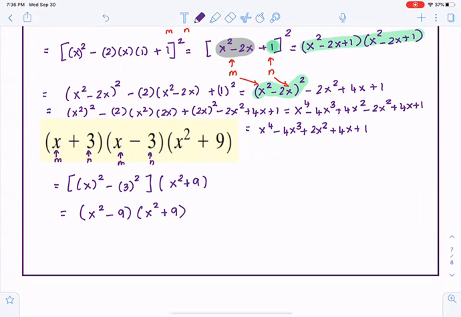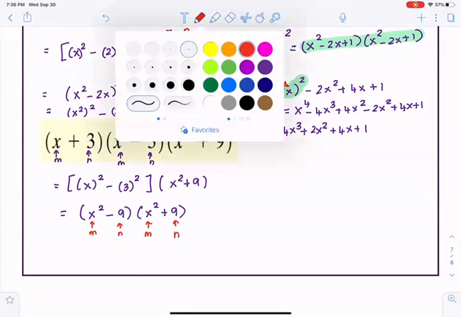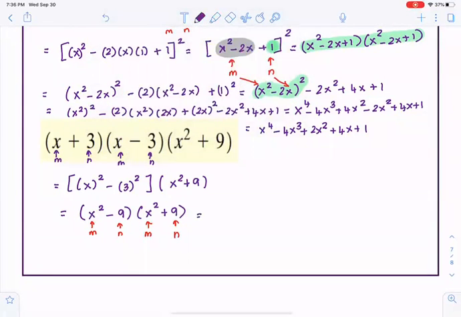Again, this is of the form m minus n multiplied by m plus n. So we would have m squared, which is x squared squared, minus n squared, which is 9 squared. x squared squared is simply x raised to 4, minus 9 squared is 81. So the answer is x raised to 4 minus 81.